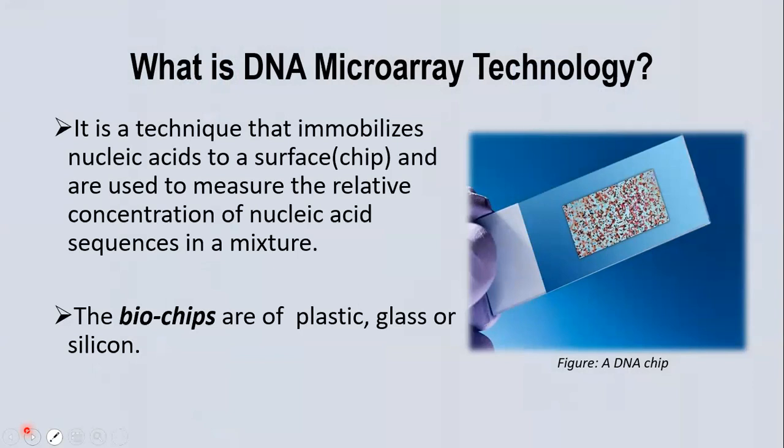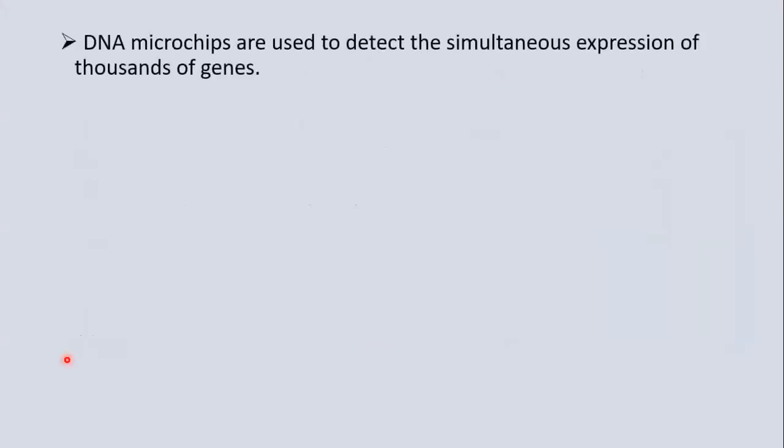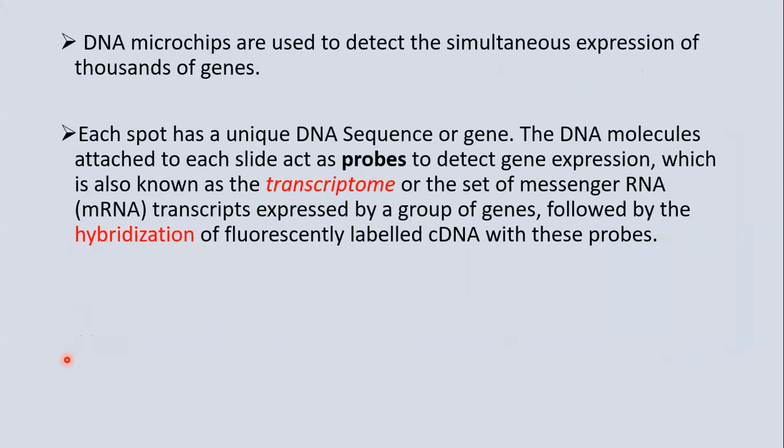Microarrays are a technology in which thousands of nucleic acids are bound to a surface and are used to measure the relative concentration of nucleic acids in a mixture via a procedure called hybridization, which subsequently detects these hybridization events. The biochips which are used are made up of plastic, glass, or silicon. Why do people use this technology? Because of its ability to detect the simultaneous expression of thousands of genes.